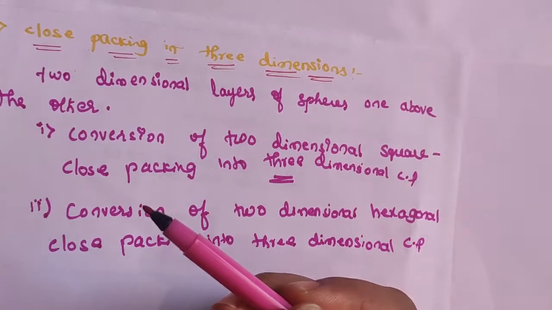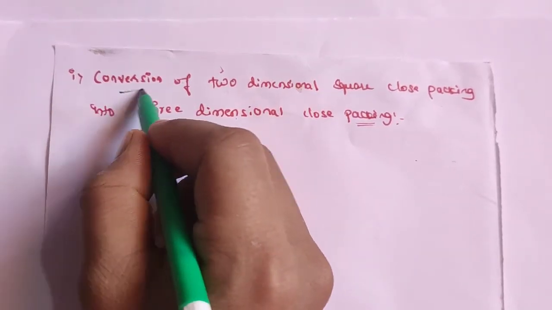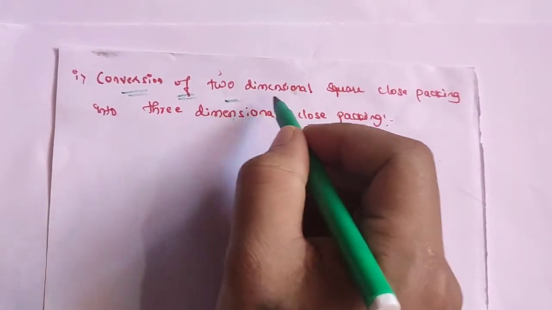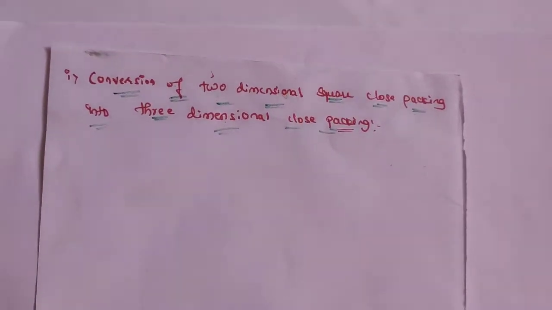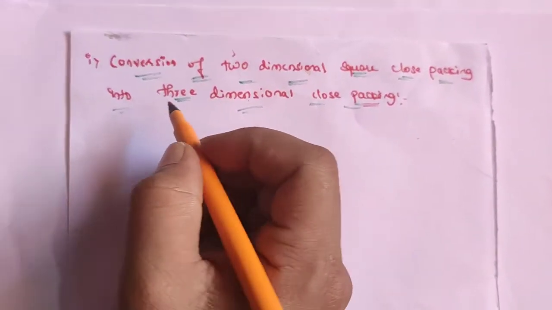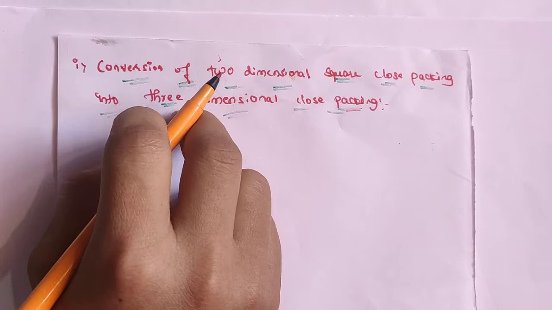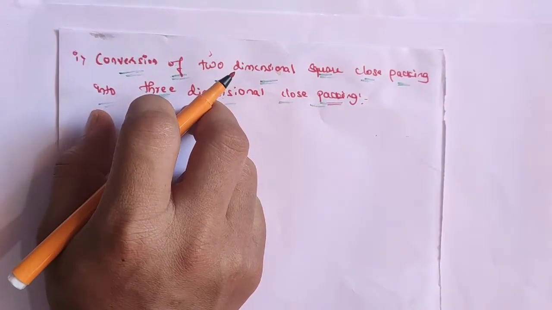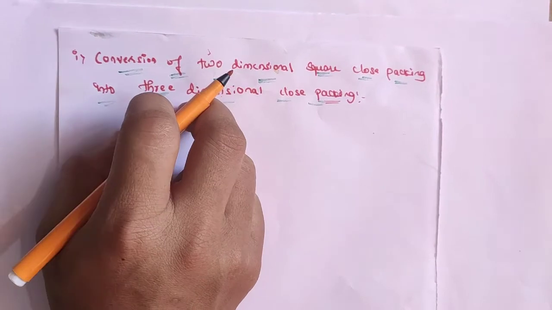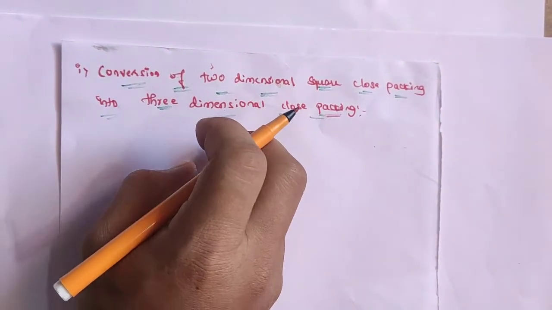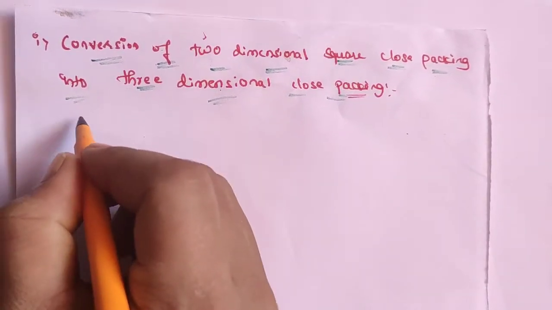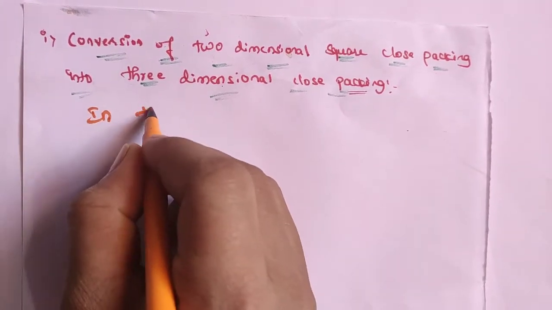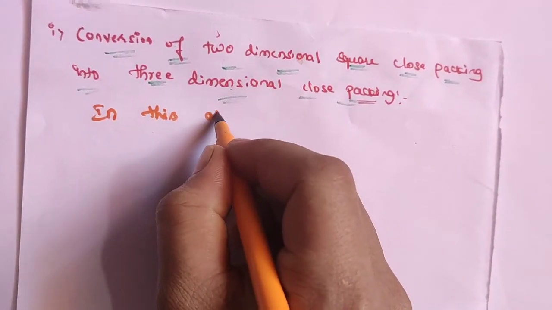So the first one: conversion of 2-dimensional square close packing into 3-dimensional close packing. In this arrangement the layers of the spheres are placed above the previous layers such that the spheres of the upper layer fall exactly above the first layer. Let us learn how this arrangement happens.